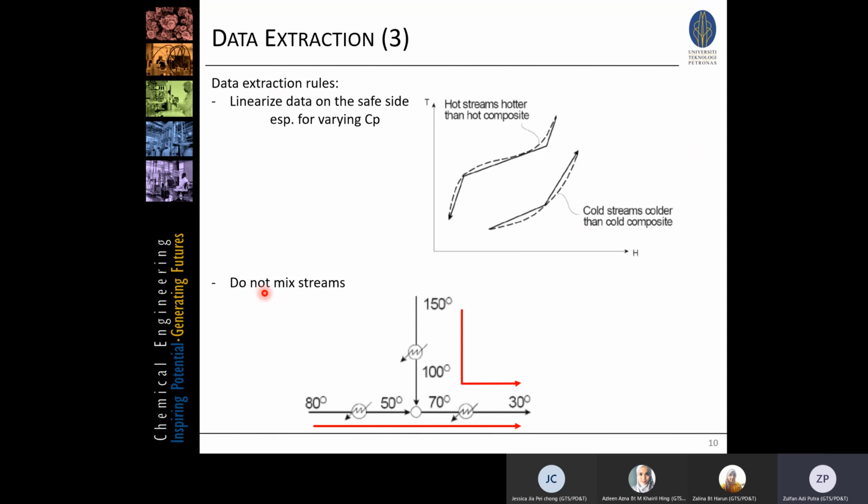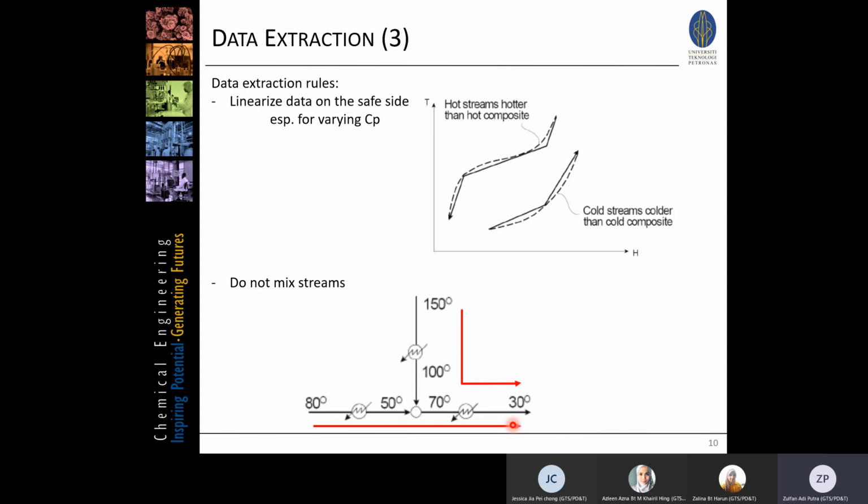The other rule is do not mix streams. For example, if one stream is coming here and another stream is coming there, and then they are mixed here, the general rule is that we cannot treat this as one stream making 3 streams, but we should treat them as 2 separate streams. This one stream is cooled down from 150 to 30 degrees C. Because we know the flow rate and the CP, we can calculate the MCP, and because we know the inlet and target temperatures, we can calculate the duty that we need to remove. So that's one stream. This is the general rule.